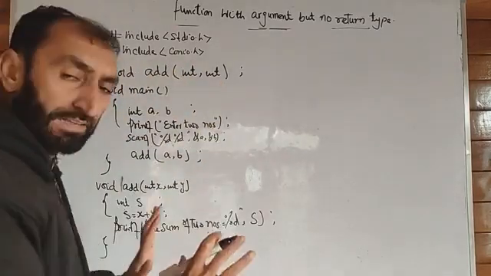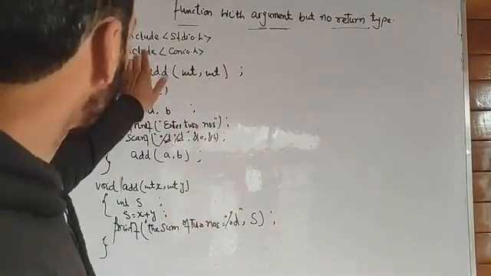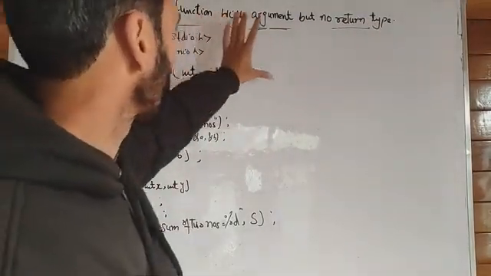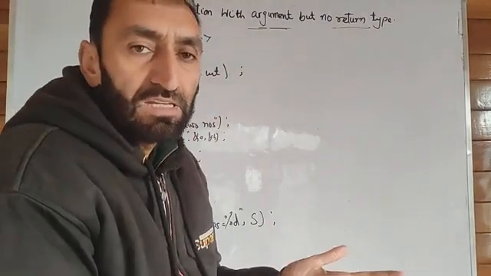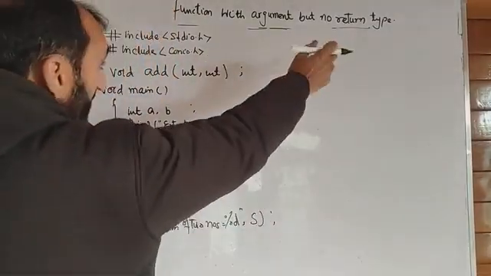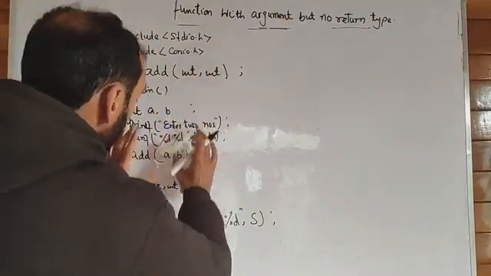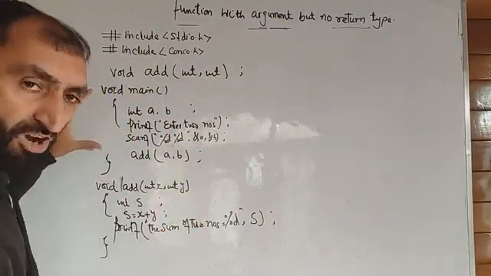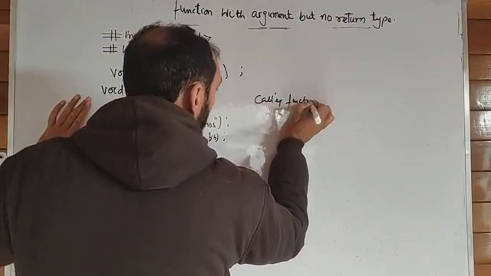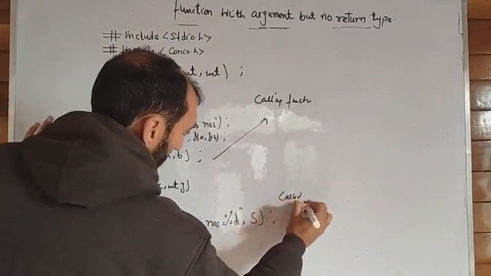Here I have written a program which will print the sum of two numbers using a function of this type: function with arguments but no return type. Here you can say two arguments are going to be passed by this calling function. This main function is actually the calling function, and add is the called function. It's a function call.